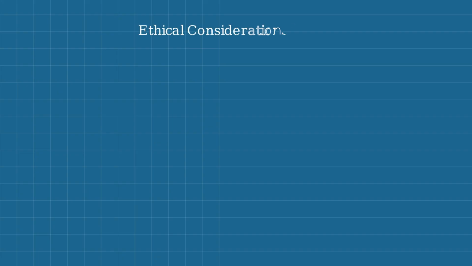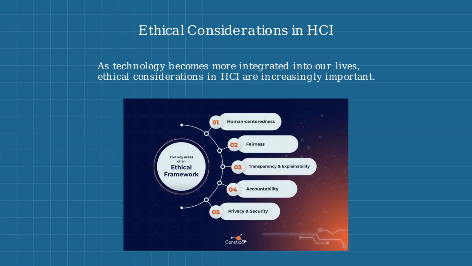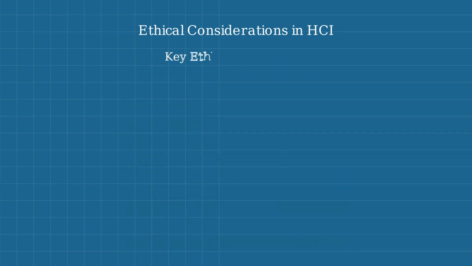Ethical considerations in human-computer interaction are becoming increasingly important as technology becomes more integrated into our lives. An ethical framework for HCI encompasses 5 key areas: human-centeredness, fairness, transparency and explainability, accountability, and privacy and security. HCI professionals must address several key ethical issues.